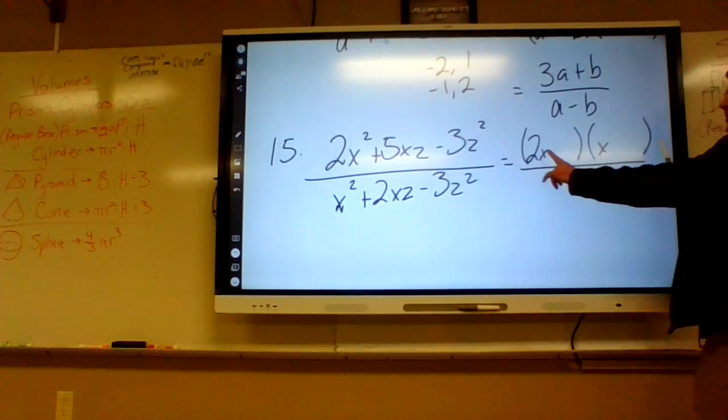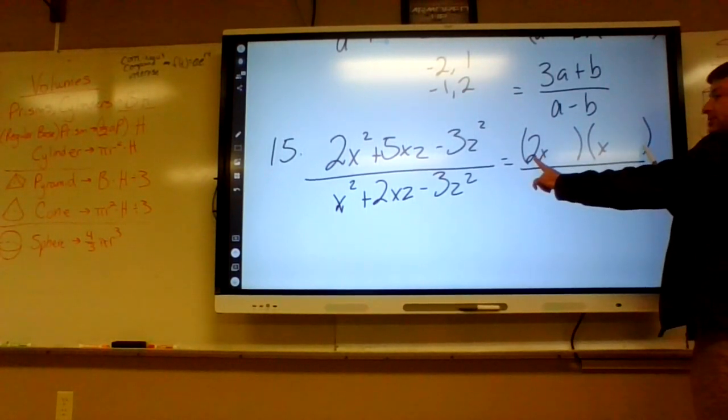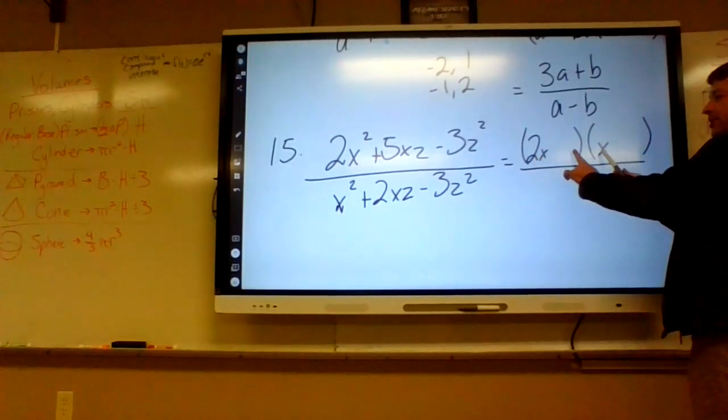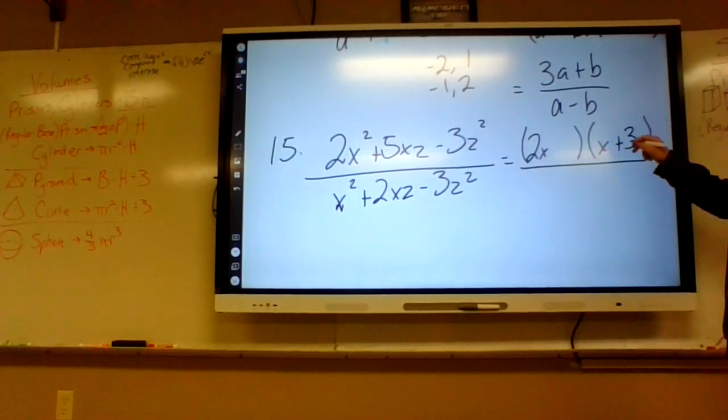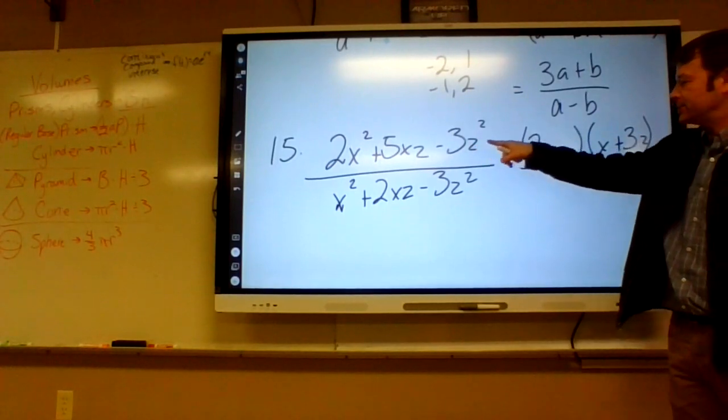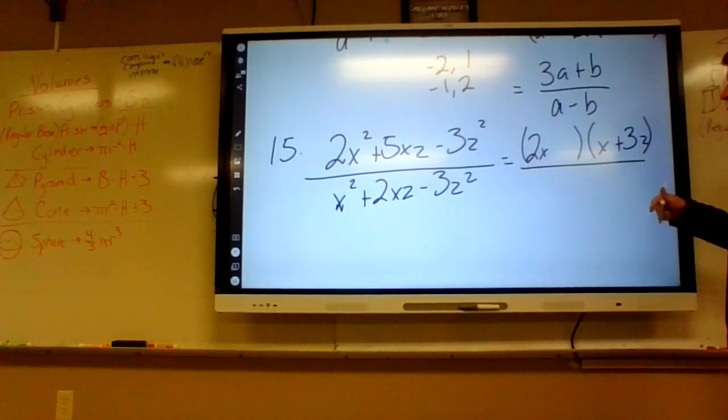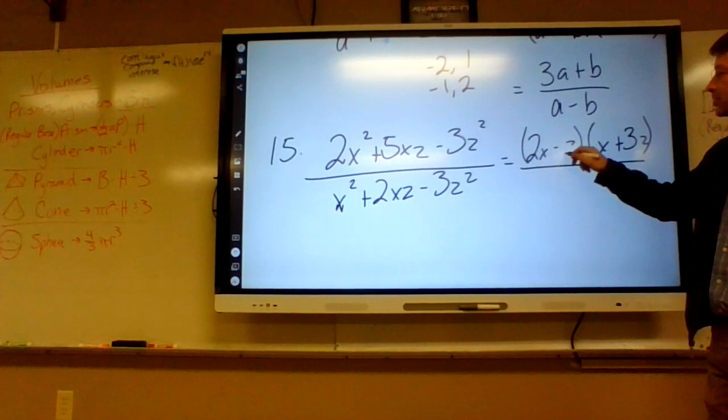Okay, what if I put my 3 right here? What will that give me? 6. And then if I use a negative 1 right there, what will that give me? Minus 1. So positive 3, don't forget these are z's. So positive 3z and minus 1z.